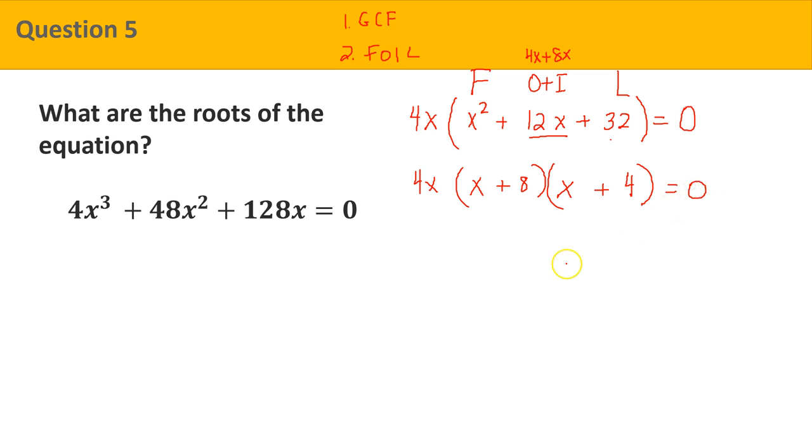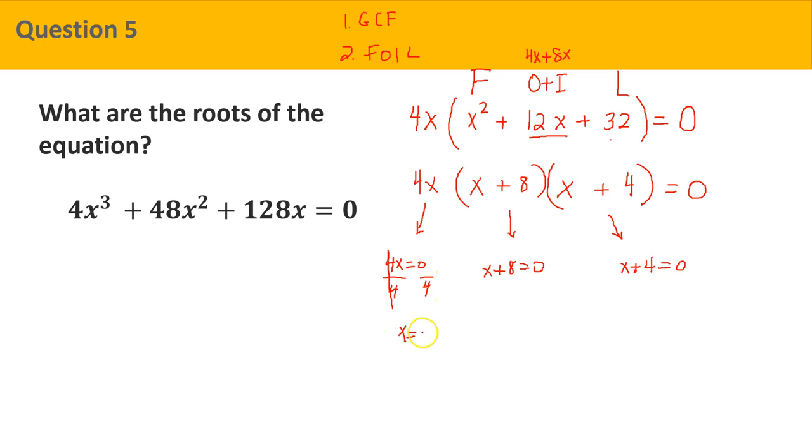Set this equal to 0. Now we're going to use the zero product property. All 3 of these terms should be set equal to 0. So 4x equals 0. x plus 8 equals 0. Lastly, x plus 4 equals 0. So we solve for x in each of these cases.